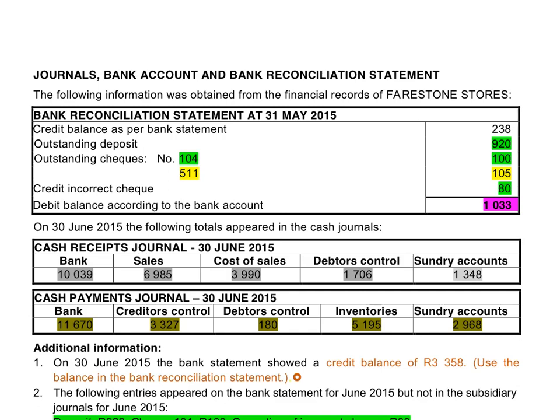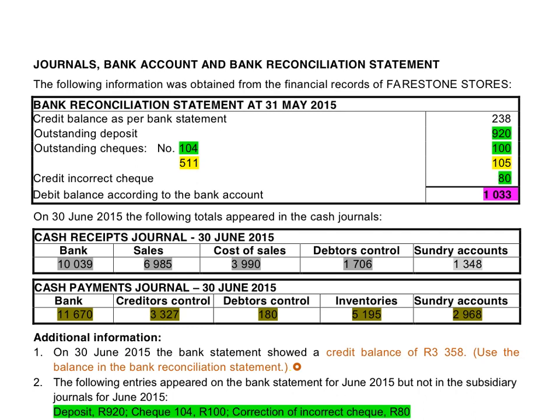Good morning. We will pay attention to bank reconciliation today, where the previous bank reconciliation was provided and they provide the cash receipts journal and cash payments journal totals at the end of the month, after all the entries that they recorded during that month. We are doing the books for June 2015, so it means that we will complete a bank reconciliation statement at the end of June.